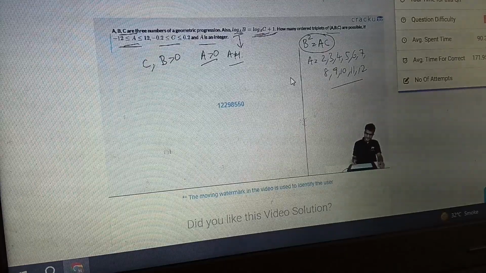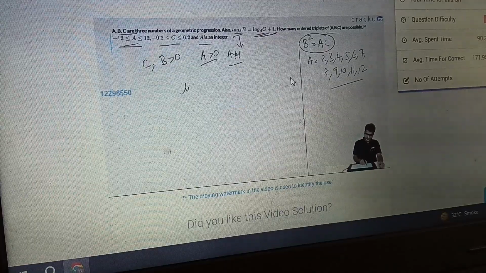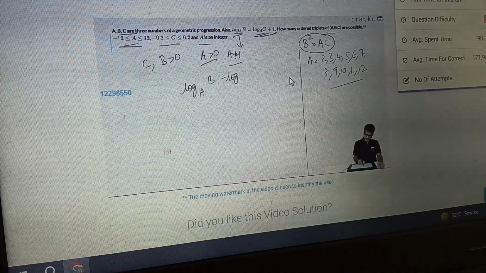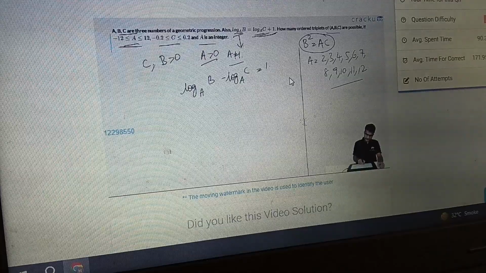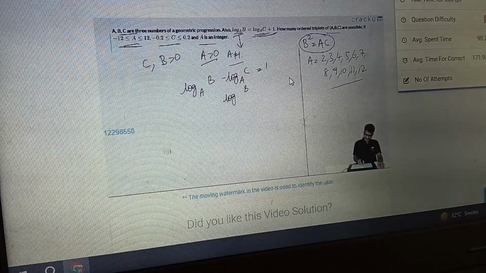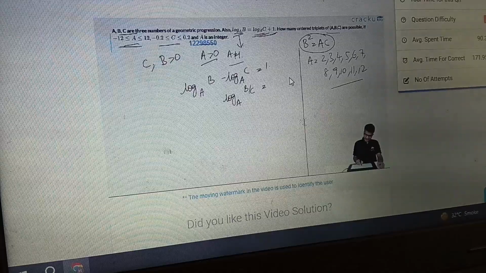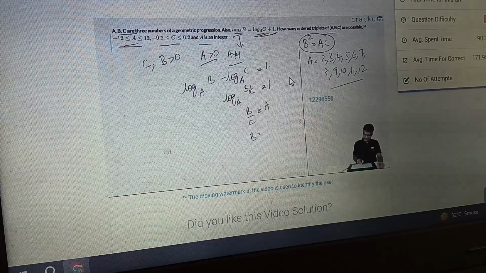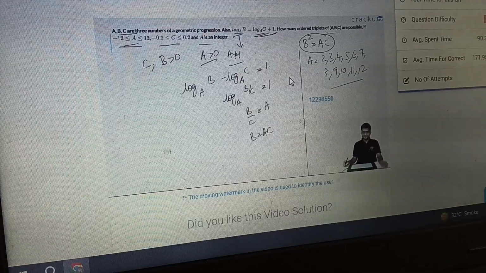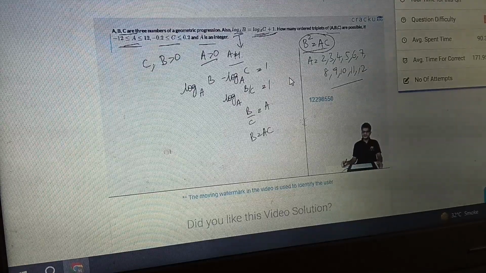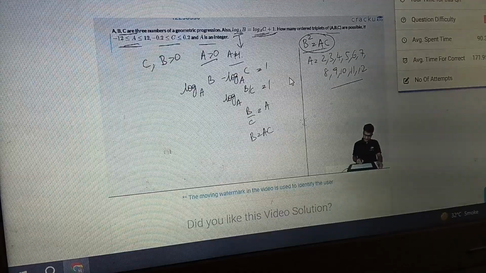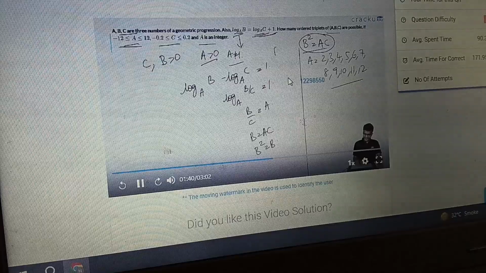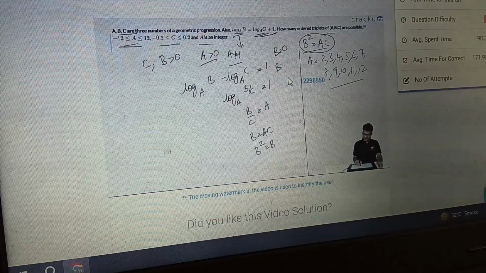If you are looking at the given equation now, log of B to the base A minus log of C to the base A is equal to 1, or log of B by C to the base A is equal to 1, or B by C is equal to A, or B is equal to AC. If B is equal to AC, then B square is also equal to AC, so B square is equal to B. This would imply that either B is equal to 0 or B is equal to 1.